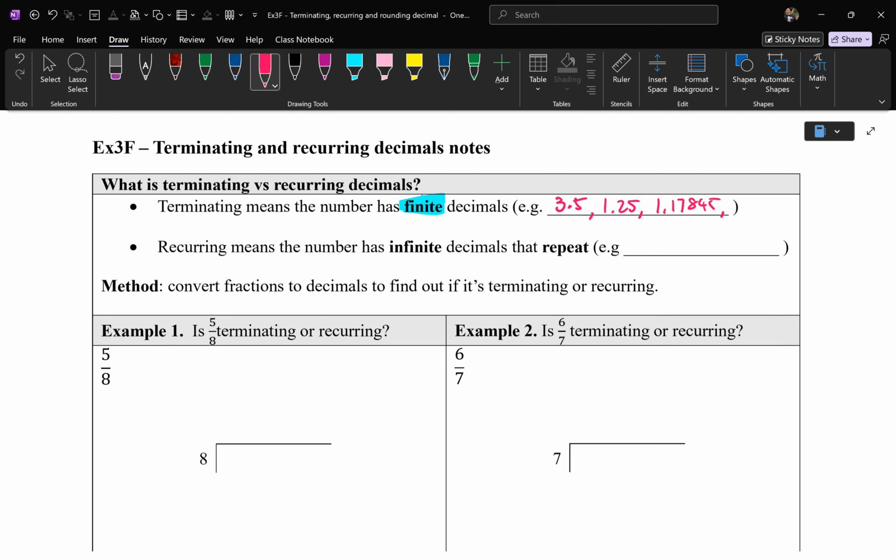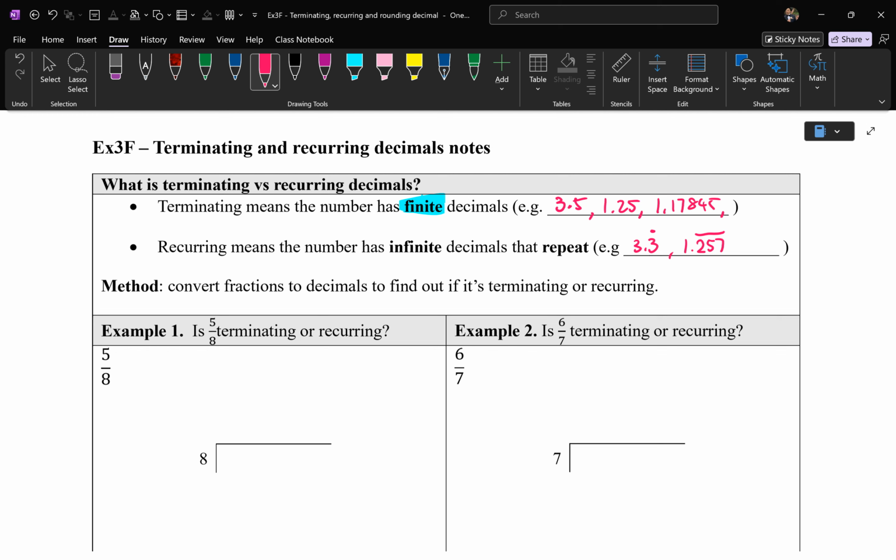What are some examples? 3.3 with a dot on the top. What does the dot on the top mean? That 3 is recurring. Good. If you have multiple digits, you can do a bar. So you can do 1.257 and you do a bar on top. What that means is it's 1.257, 257, 257, 257, and it goes on. That's what recurring means. Okay?